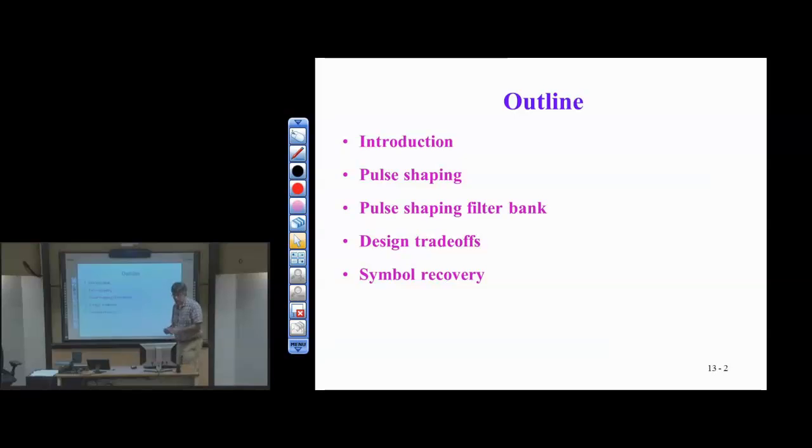All right, so today we'll talk about an introduction to pulse amplitude modulation. We'll get to pulse shaping, and that's where we'll stop. Then next lecture, we'll pick up on the filter bank and design trade-offs. The symbol recovery is optional for the lecture, but you'll talk about this in the lab.